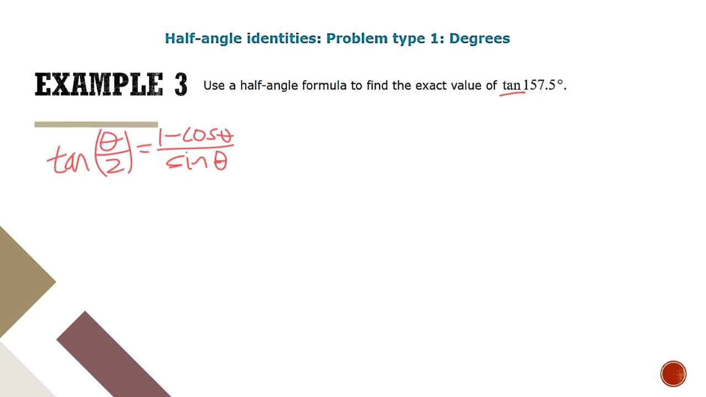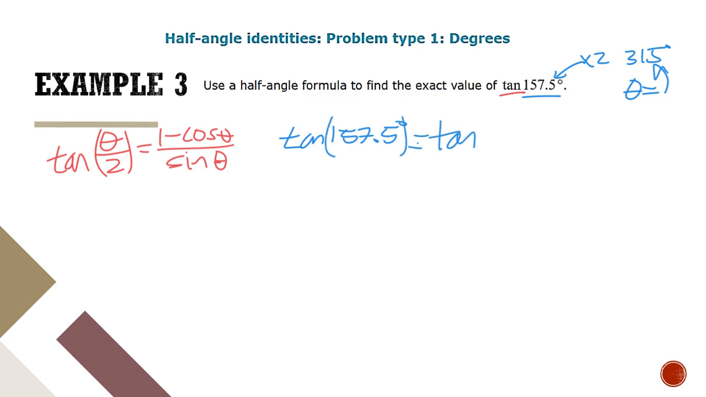And then what we're going to do is find the tangent of 157.5 degrees. Now what I want to do is multiply this by 2, and notice that that is 315 degrees. So that is actually what my theta will be equal to. So I'm going to say that the tangent of 157.5 degrees is actually just the tangent of, well, 315 degrees divided by 2. That's an equal sign, sorry, let me erase that. So again, this will reference my theta in this formula over here.